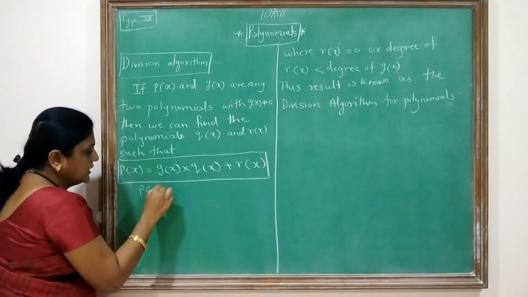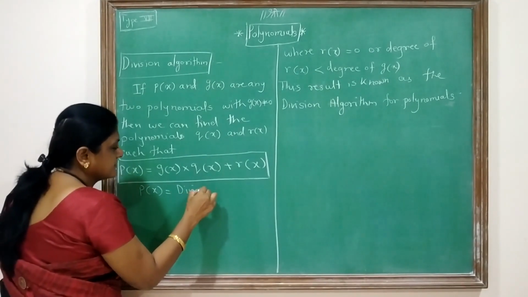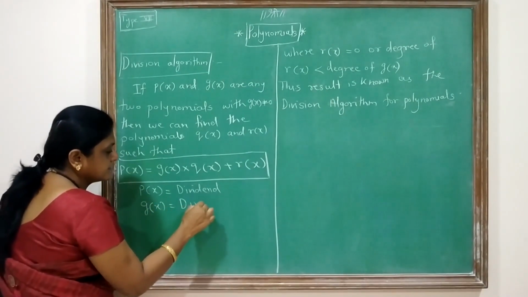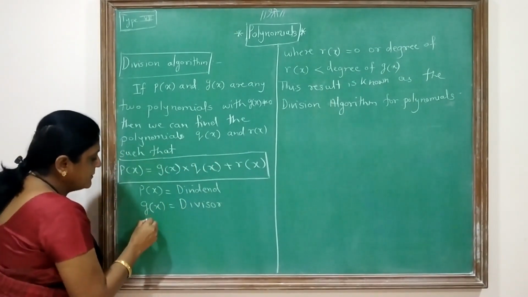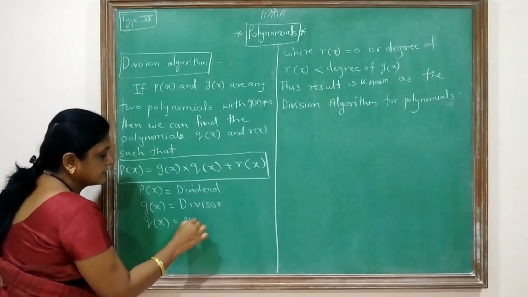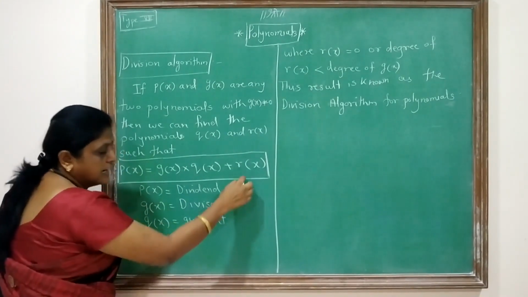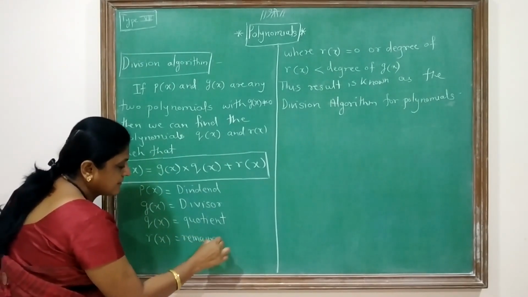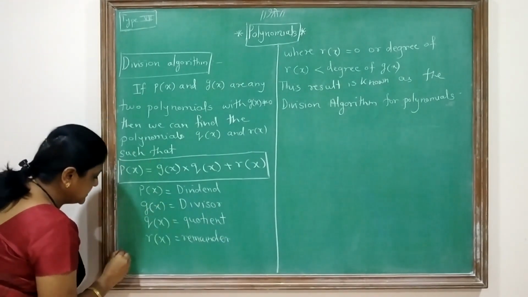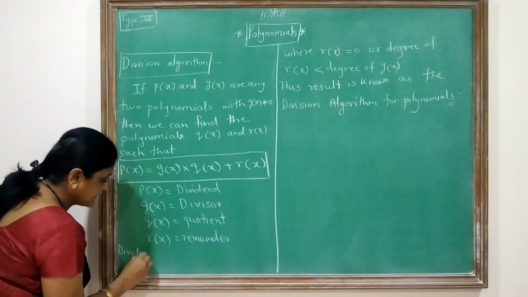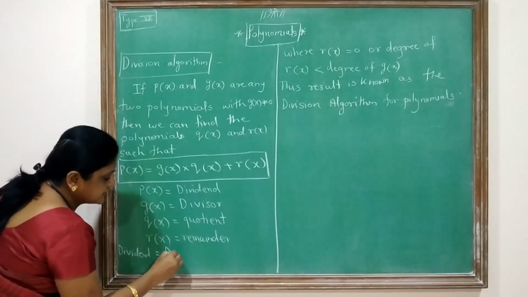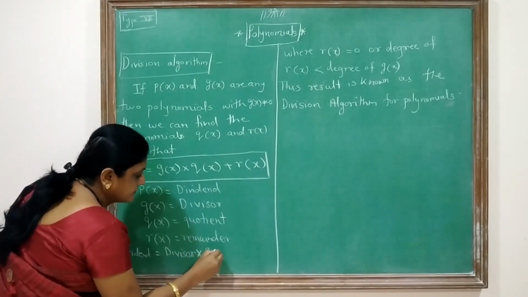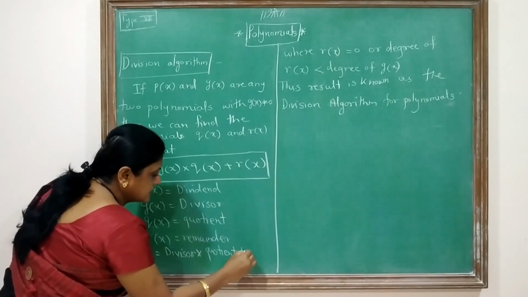P of X means the dividend, G of X means the divisor, this Q of X means the quotient, and this R of X means the remainder. So the dividend equals the divisor into the quotient plus the remainder.